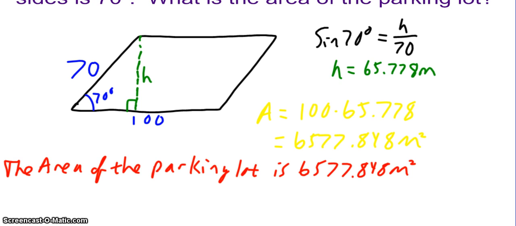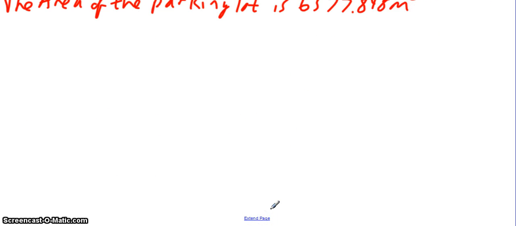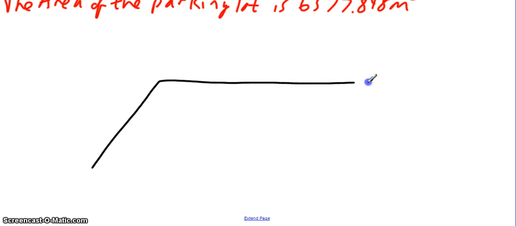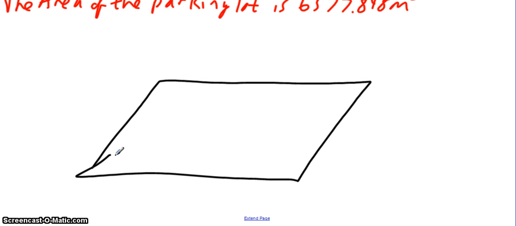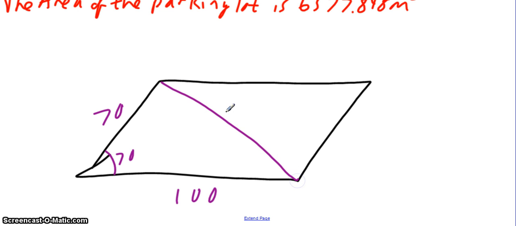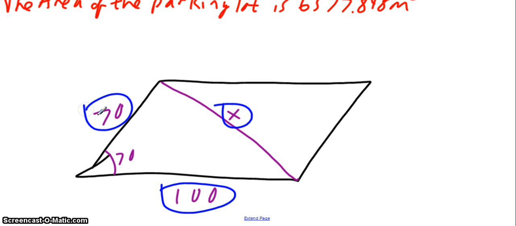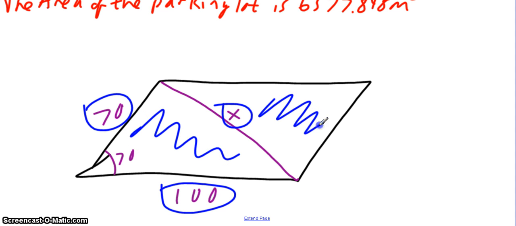You could have drawn your parallelogram, known that this is 70, 70, 100, and then use the law of cosines to find this side, and now you have 3 sides to a triangle, and you could find the area of this triangle, multiply that by 2 to get the entire area of the parallelogram. It's a lot more work. I would just do what I did.